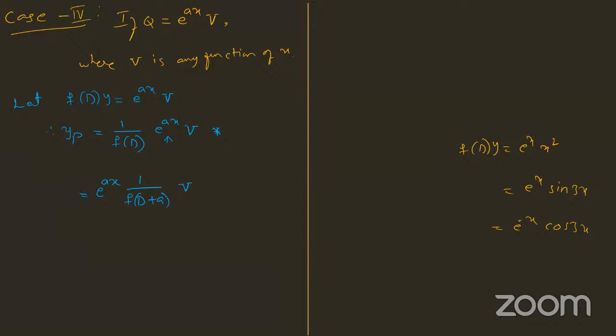So what you have done here: take out e power ax to the left of 1 by f of d and replace every d by d plus a. This is how f of d becomes f of d plus a.